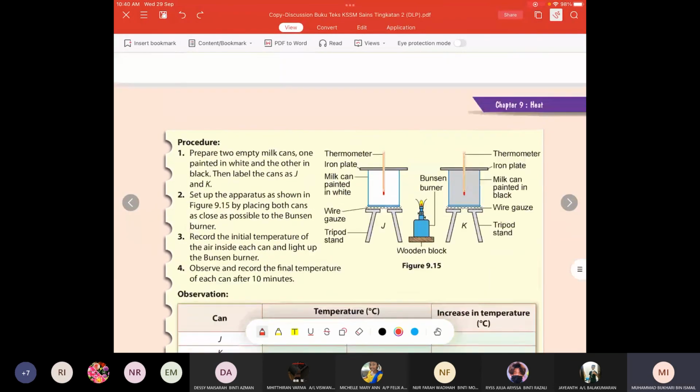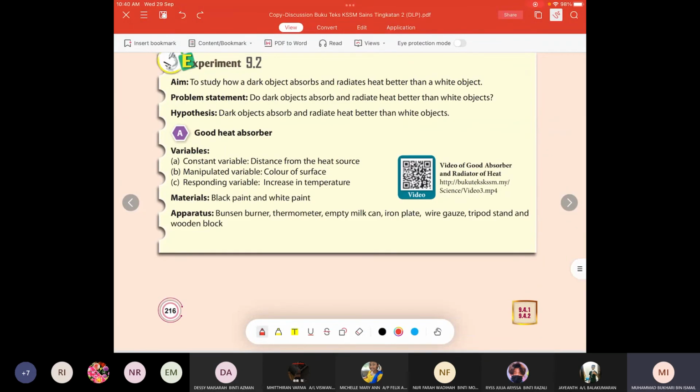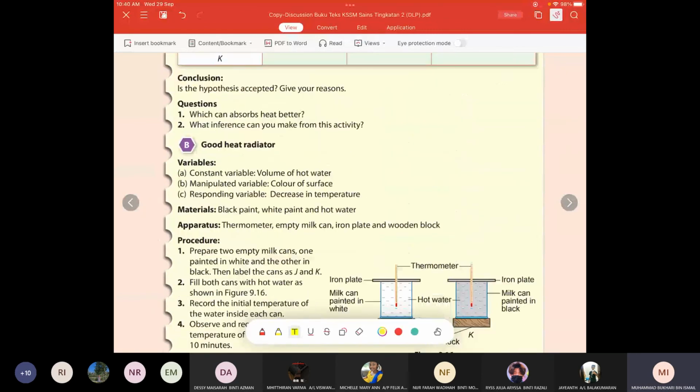The first experiment is about heat absorption. This is the first experiment because it contains two experiments actually. The first experiment is about heat absorption, and the second part of the experiment is about heat radiation.